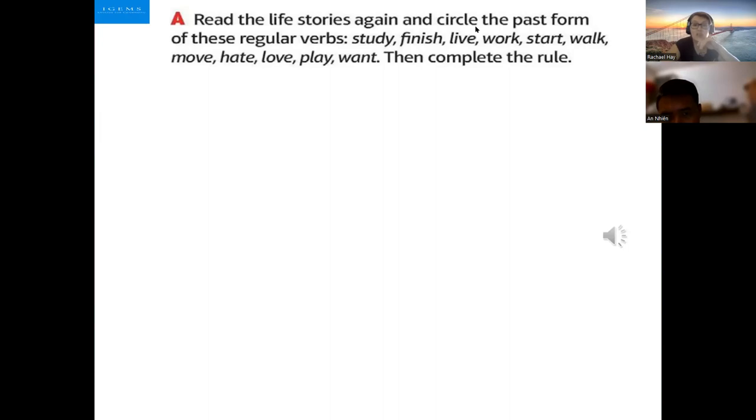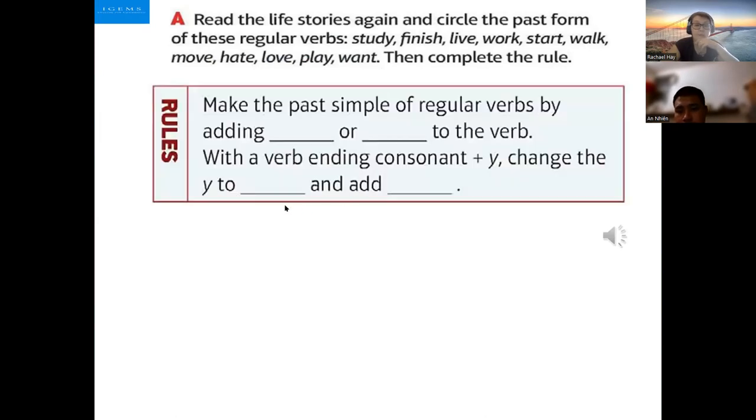Read the last stories again and circle the past form of these regular verbs: study, finish, live, work, start, walk, move, hate, love, play, and want. Then complete the rule. Make the past simple of regular verbs by adding D or ED to the verb, with the verb ending in a consonant plus Y. Do you remember what a consonant is? Change the Y to what? So if we have tried, the Y changes to an I, and then what do we add? ED. Good.